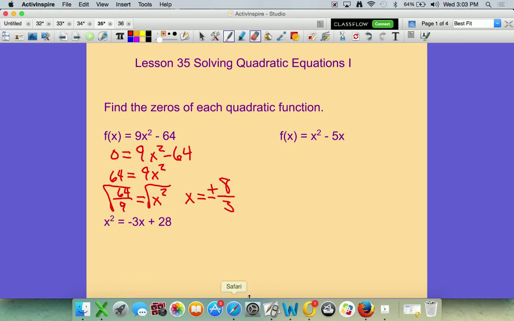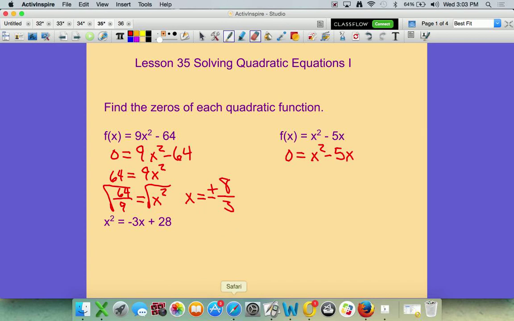Now for the next one, we can still set a 0 in there. But this time, because we have an x squared and an x, we actually have to factor this out. We could have done this over here with this one. This is the difference of 2 squares, so this could be 3x minus 8 and 3x plus 8. Set both of those equal to 0, you do get the same thing here.